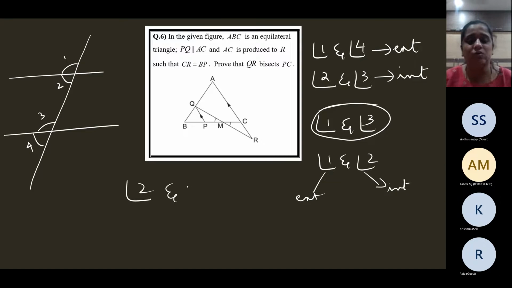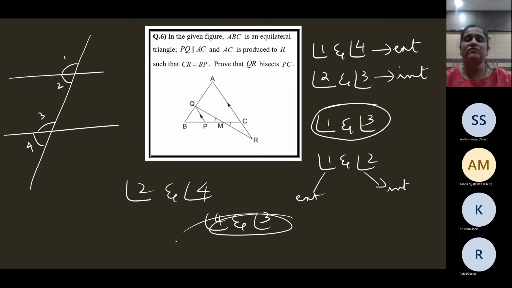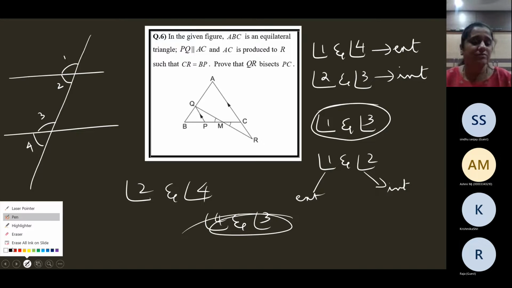Similarly, angle 2 and angle 4. One is interior, the other is exterior, and they lie on the same side of the transversal. They don't form a linear pair. You cannot take 4 and 3. 4 is exterior, 3 is interior, but they form a linear pair, so you cannot take 4 and 3. Am I clear, children? Yes, ma'am. Okay. Now, use the same idea.